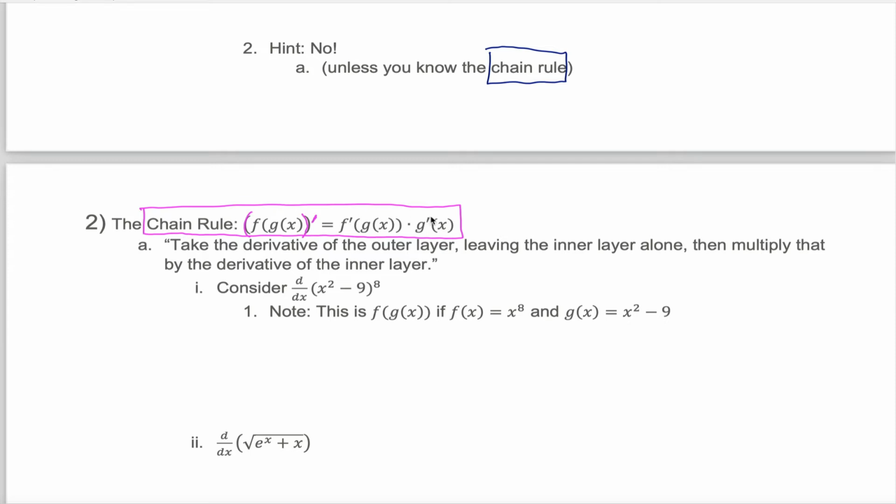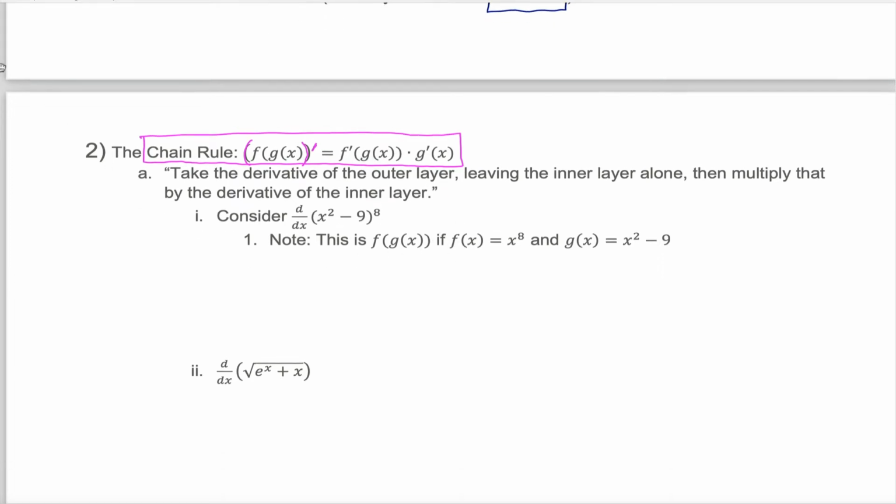There's an f prime and there's a g prime. The g prime, you just take the derivative and you're done. The f prime, you take the derivative and then you change all the x's in that derivative into whatever g of x is equal to. Whoa, that seems really complicated. It's not that bad, it's just hard to write.